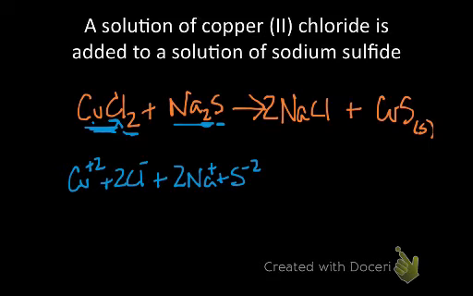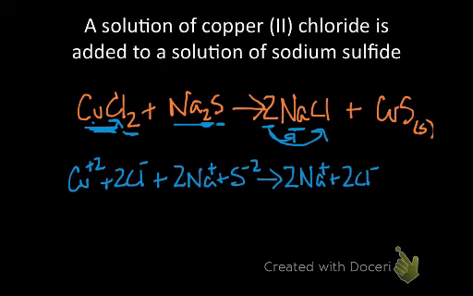and sulfur 2-. On the other side, sodium chloride we know is soluble, so that's also going to dissociate. So we have 2Na+ plus 2Cl-. This 2 in the front goes to both of those ions, so there's 2 Nas and there's 2 Cls. And then our solid we leave as CuS.